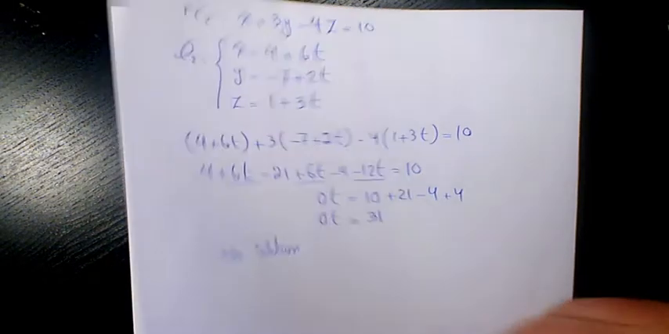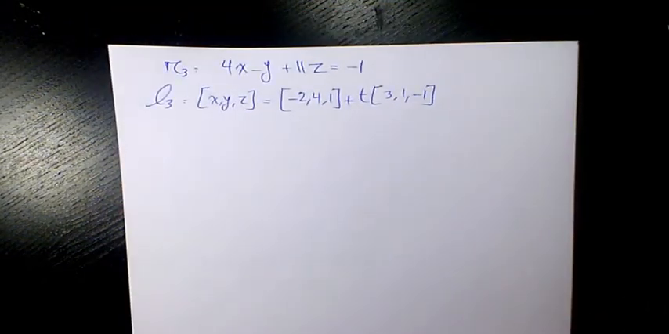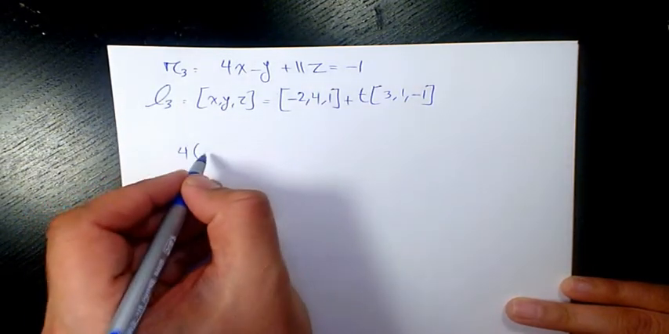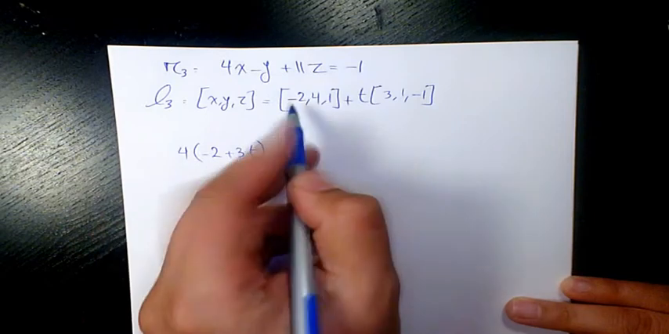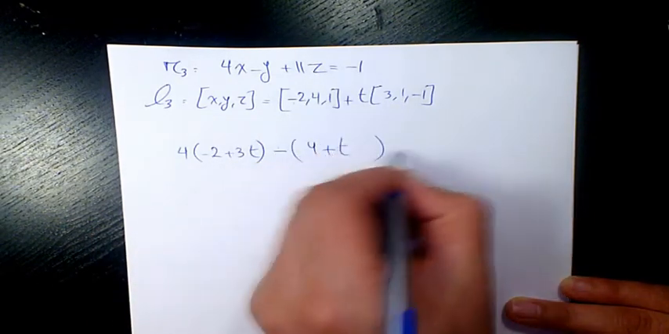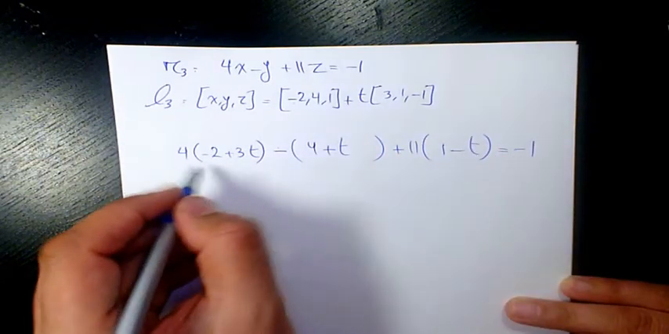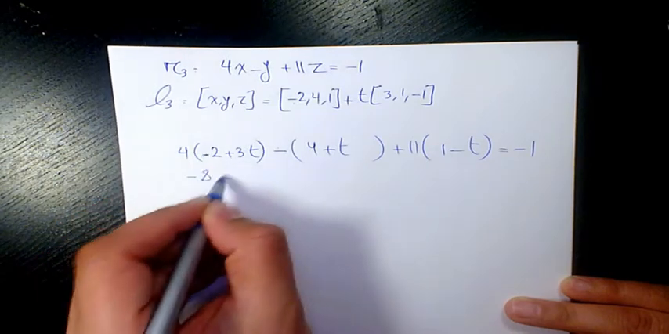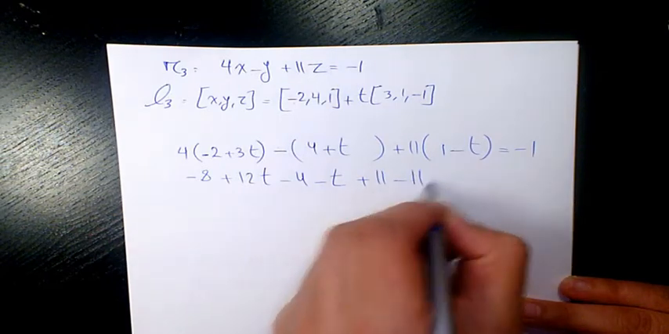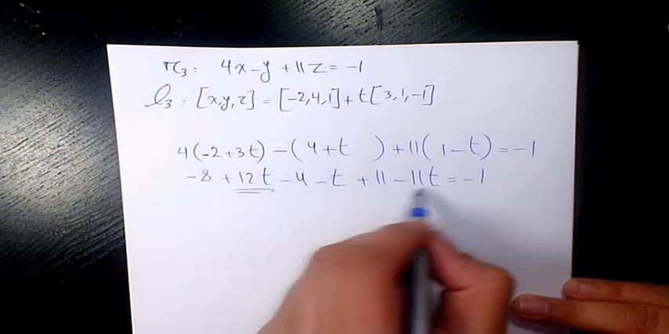Let's see the next example. In this one we have a plane and also the line in vector equation. I do exactly the same thing. 4 times (negative 2 plus 3t), minus y, which is 4 plus t, plus 11 times z, which is 1 minus t, equals negative 1. So it's going to be negative 8 plus 12t minus 4 minus t plus 11 minus 11t equals negative 1.